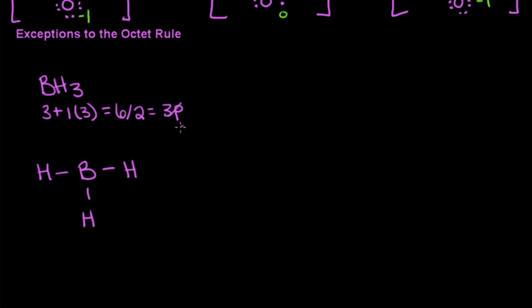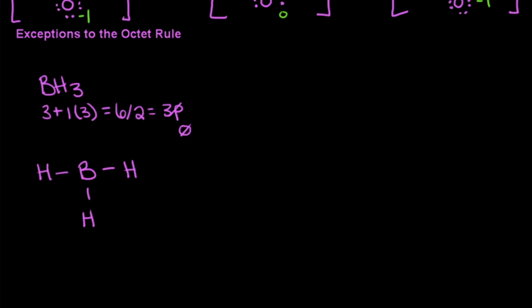I've used up all 3 of my pairs, and I'm all out of electrons. Here is where you would normally look to see if you could make double or triple bonds as necessary, but you have no lone electrons to do that with. So you're all out of luck, and you're like, oh no, boron isn't satisfied.